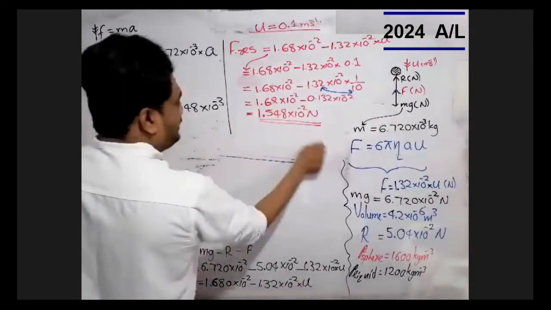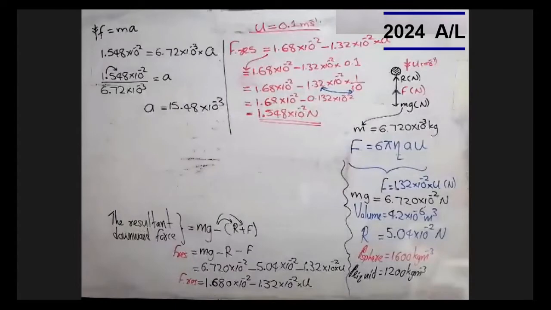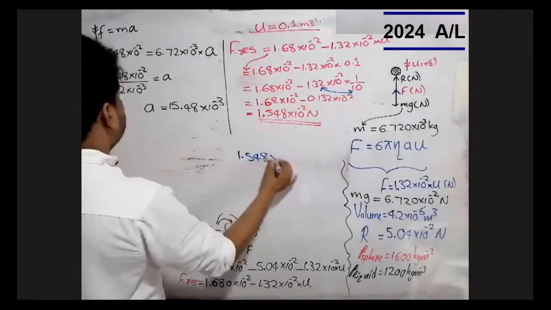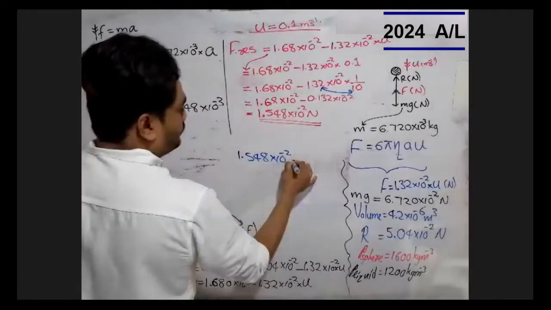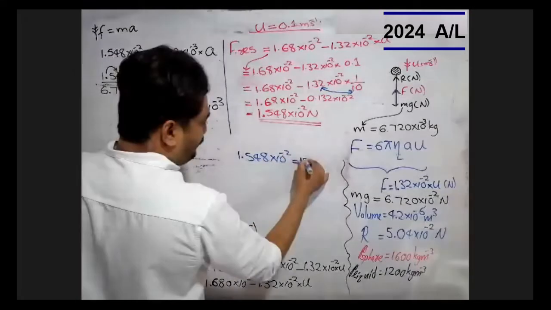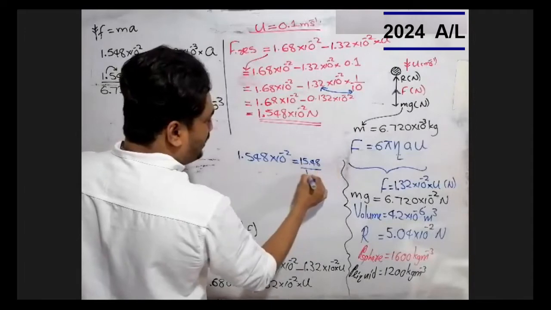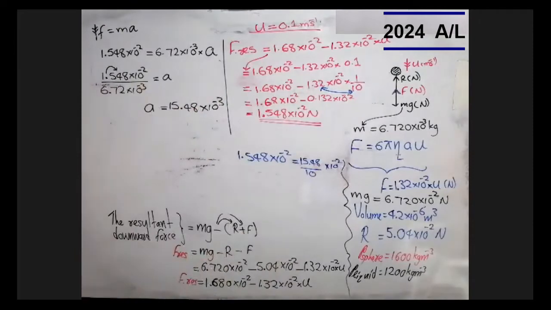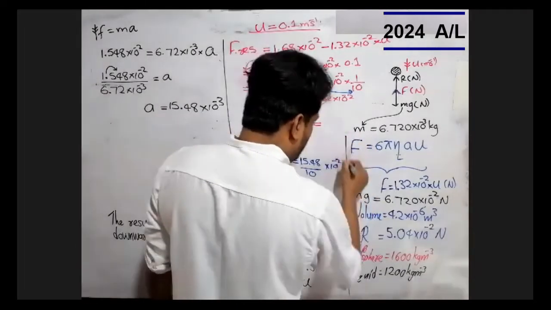Right. It can be explained like this. Listen, what's the number here? 1.548 into 10 to the power minus 2. This can be written as 15.48 divided by 10, and I don't do anything to 10 to the power minus 2. Are you okay with this? 1.548 can be written as 15.48 divided by 10. Are you okay with that simplification?